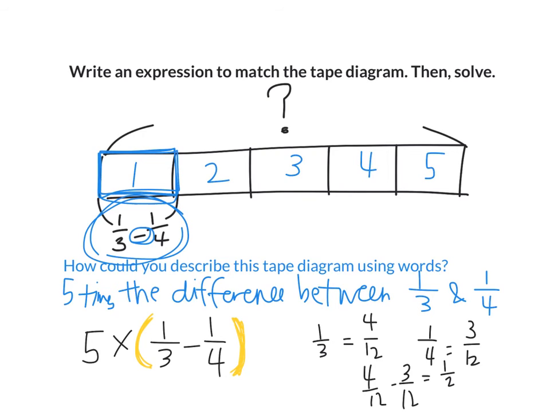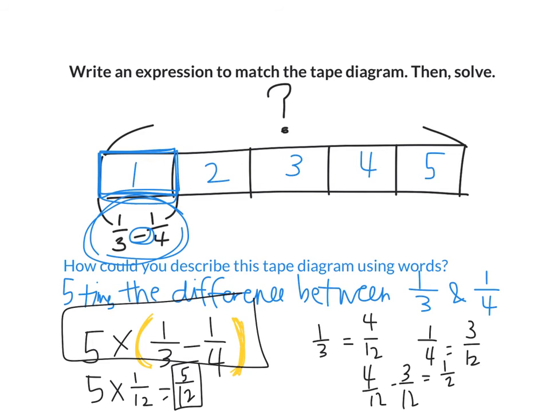So now if I were to rewrite this, I would have 5 times 1/12. Yeah? And what is 5 times 1/12? 5/12. So the answer is 5/12, and the expression is 5 times the difference between 1/3 and 1/4. And we can think of the parentheses as saying, think of this as one number. Isn't that one amount, right? And we have to find 5 times that one amount. If we didn't have that there, 1/3 and 1/4 would be separate amounts that we would have to multiply by 5, and that's not what we're trying to tell the mathematicians to do.